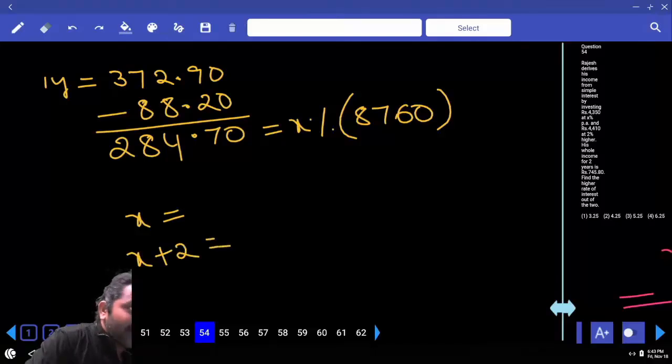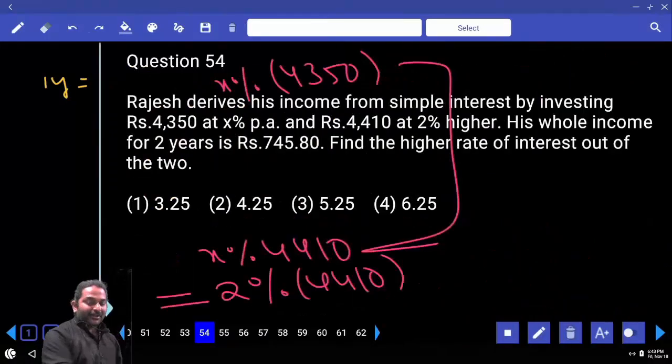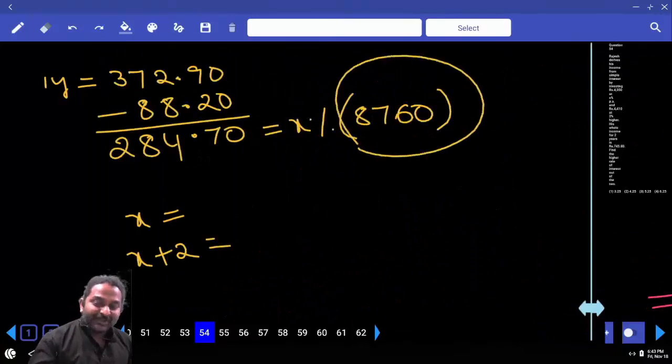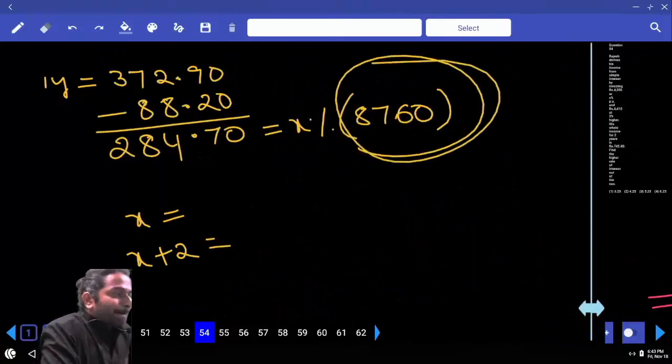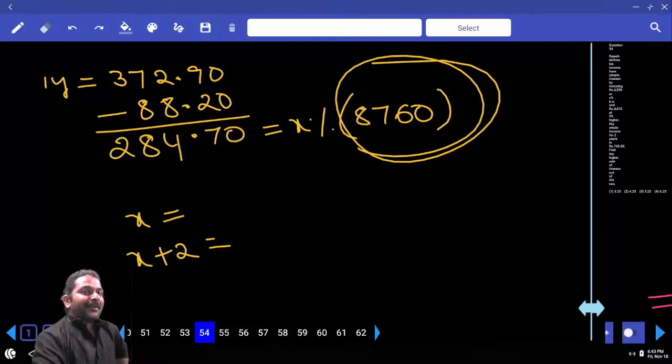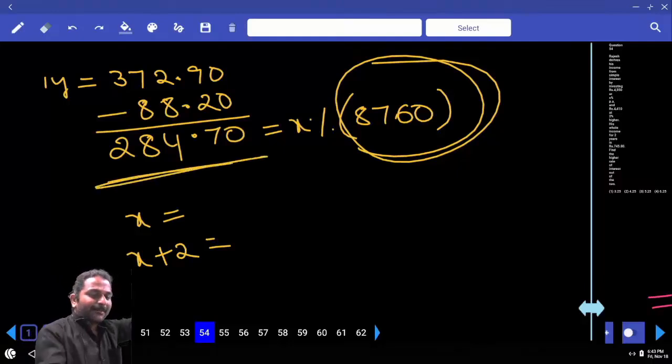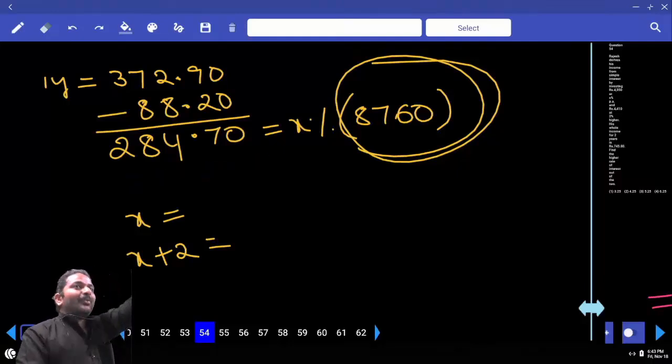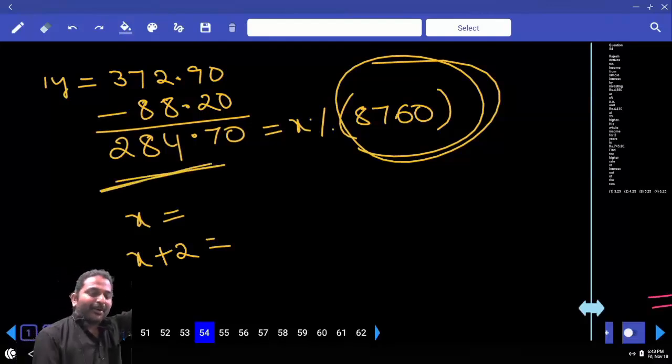Understood? Let me first look at your options. 3, 4, 5, 6, something, something. Okay. What is 1% of the principal? Approximately 87 or 88, doesn't matter. Okay. What is 2%? 160 or 170, but our number is more than that. What is 3%? 250 somewhere. Our number is a little bit more than that.